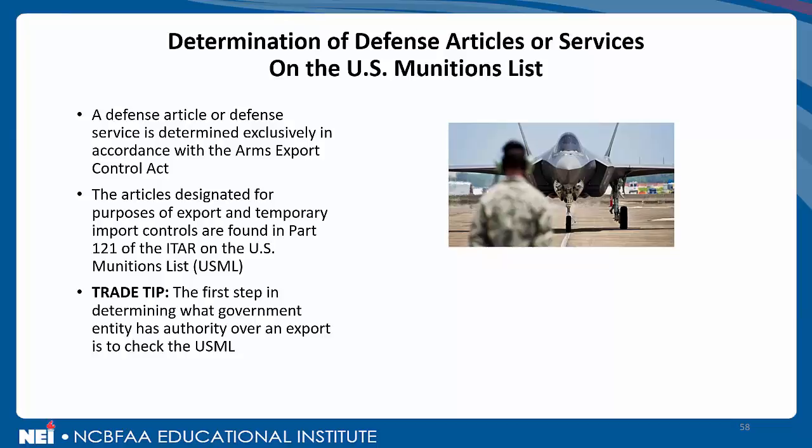So let's begin by saying, with the trade tip, that the first step in determining what government entity has authority over an export is to check the USML, the U.S. munitions list. So when we're talking about a distinction between the ITAR and the Export Administration Regulations, we always want to start with the ITAR, the U.S. munitions list.